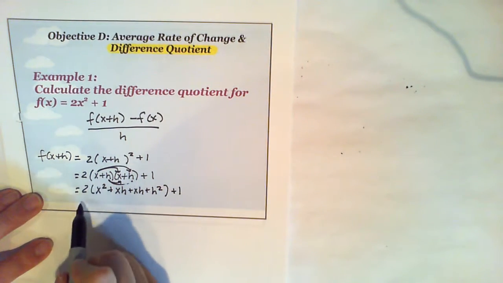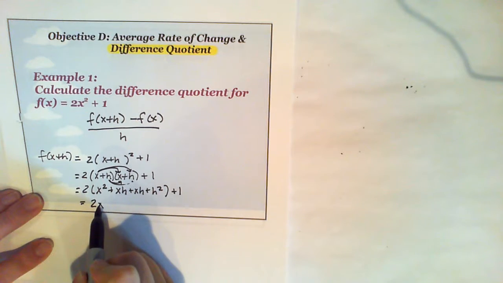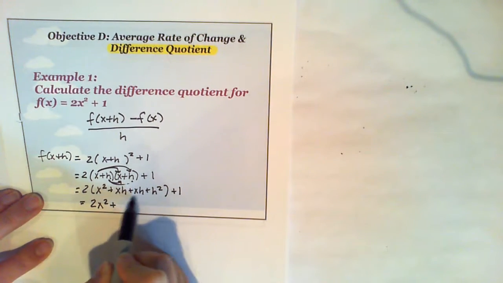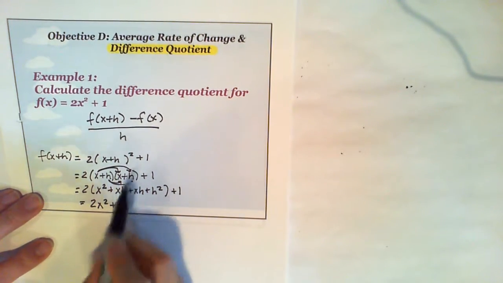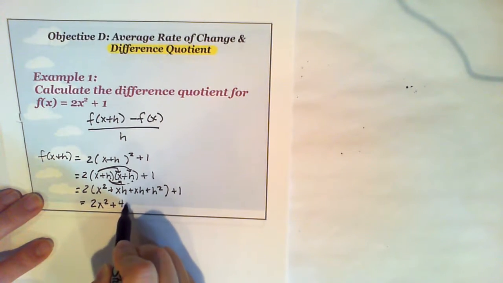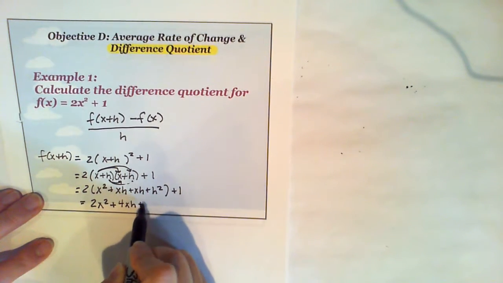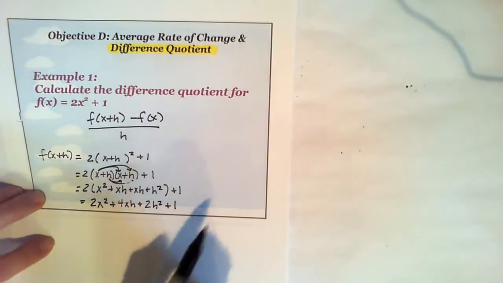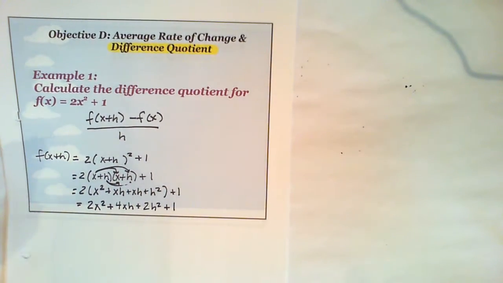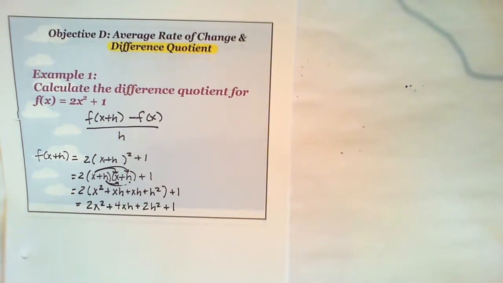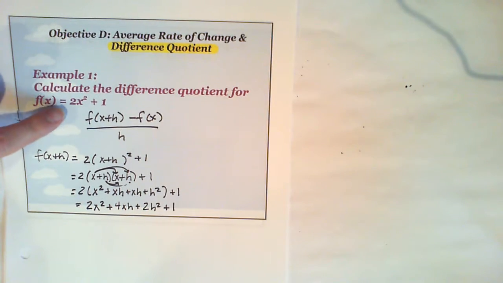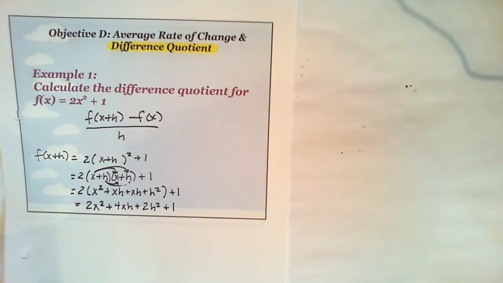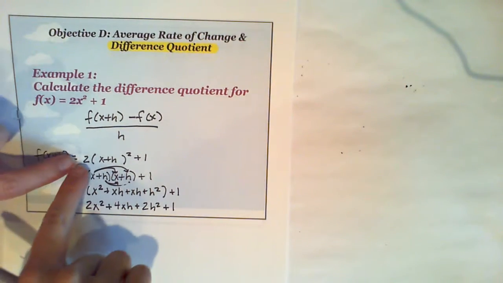Now I can distribute my 2. So this is 2x squared plus, this is 2xh, and that's another 2. So that's 4xh plus 2h squared plus 1. So that's all f of x plus h. We also need to know what f of x is, but f of x is just our original here because we're going to subtract f of x. So if I was going to write this whole thing out, we would start here.